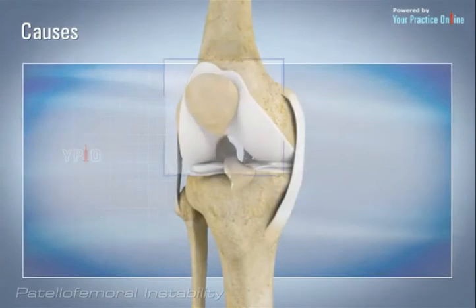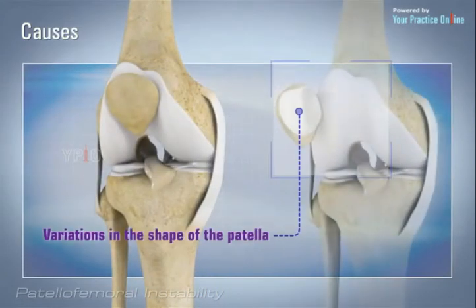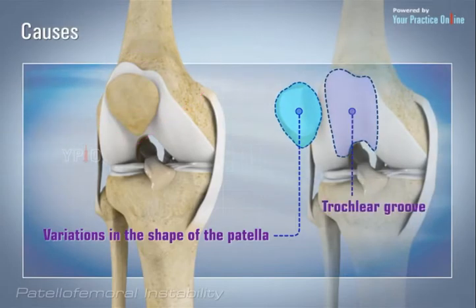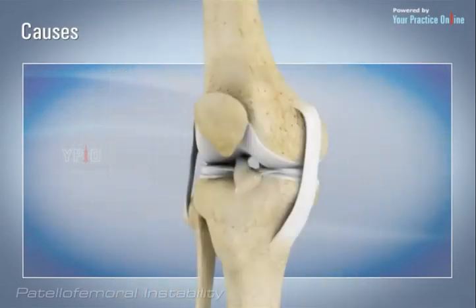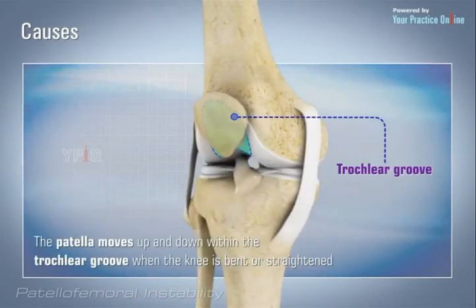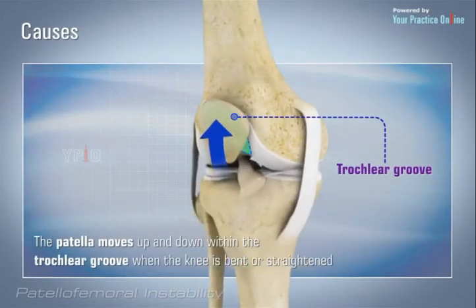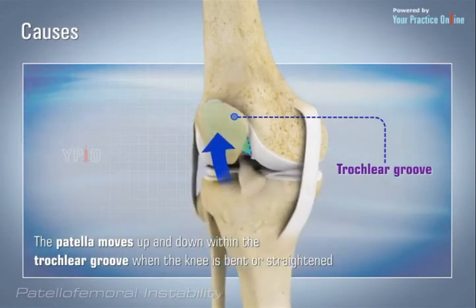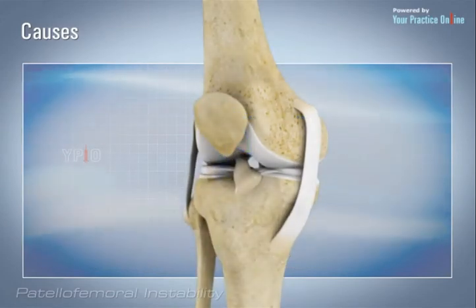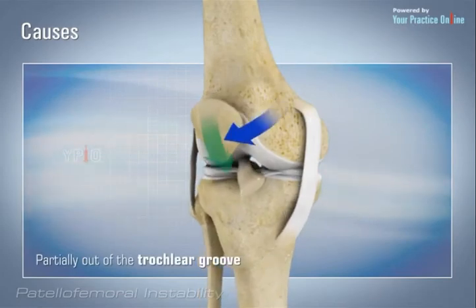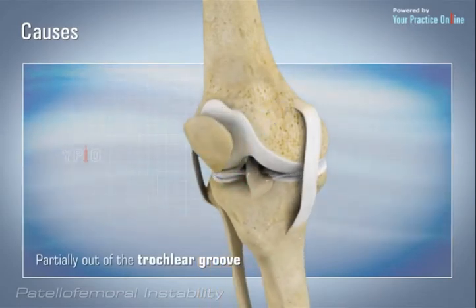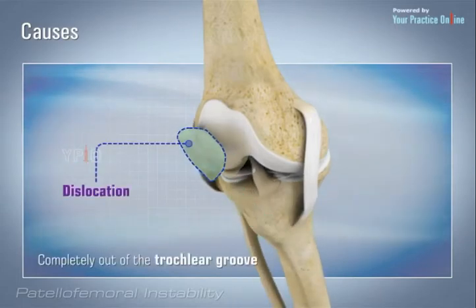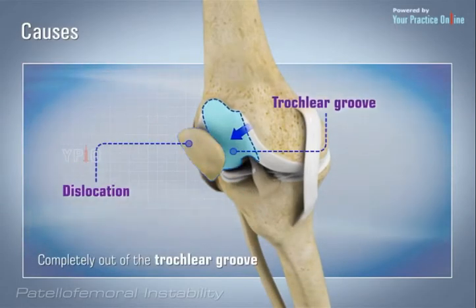Causes: patellofemoral instability can be caused because of variations in the shape of the patella or its trochlear groove as the knee bends and straightens. Normally, the patella moves up and down within the trochlear groove when the knee is bent or straightened. Patellofemoral instability occurs when the patella moves either partially, subluxation, or completely, dislocation, out of the trochlear groove.